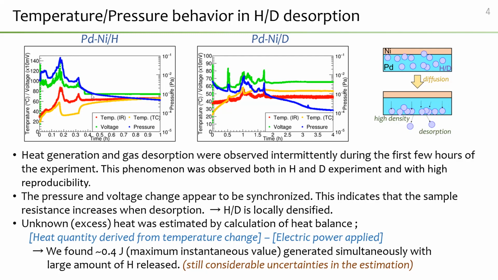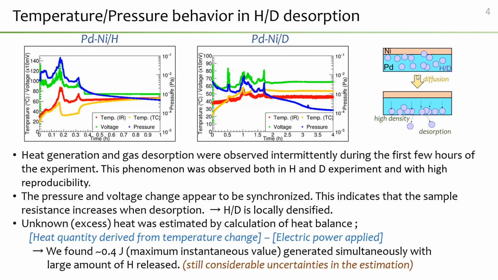Now we can see that heat generation and gas desorption were observed intermittently during the first few hours of the experiment. This phenomenon was observed both in the hydrogen and deuterium experiments with high reproducibility. Also, we can see that the pressure and the voltage change appear to be synchronized. This indicates that the sample resistance increased when desorption occurred. So now you can see this figure.